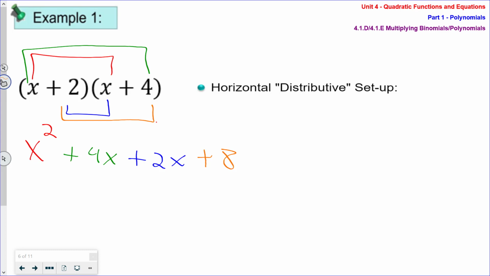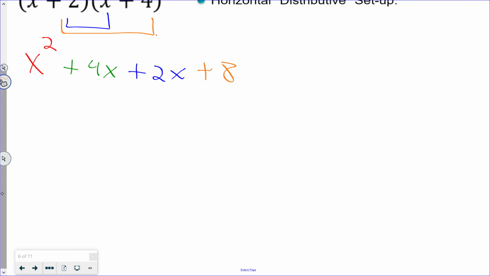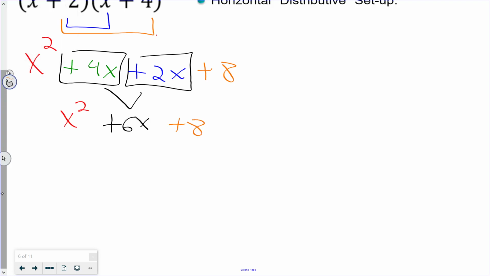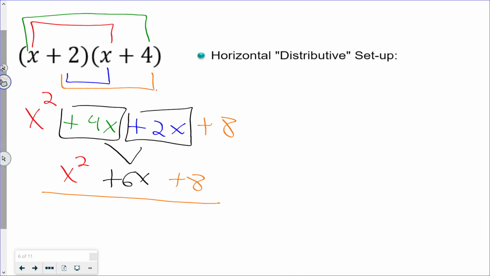Once we are done with all the multiplying, we'll combine like terms. As you can see, this term in green and the term in blue, those are like terms. So we'll go ahead and combine like terms. 4x plus 2x is positive 6x. We still have this x squared, and we still have positive 8. This is the simplified product. X squared plus 6x plus 8 is the product of x plus 2 times x plus 4.